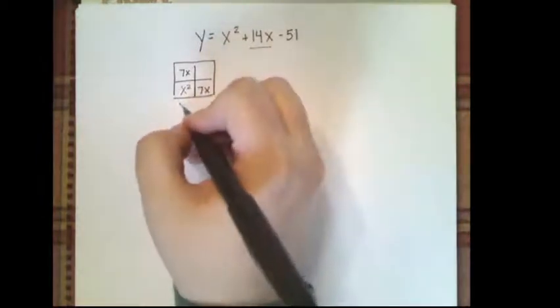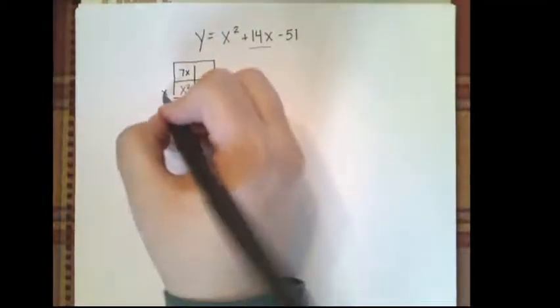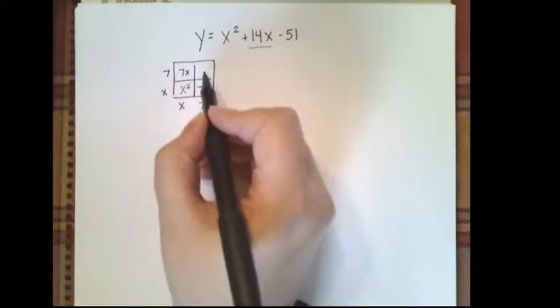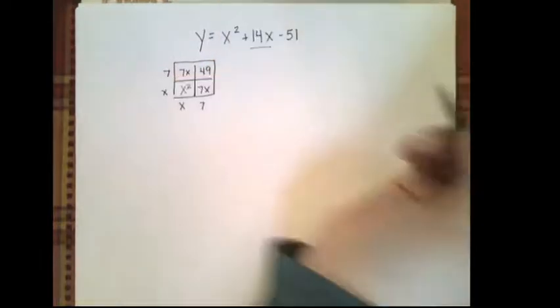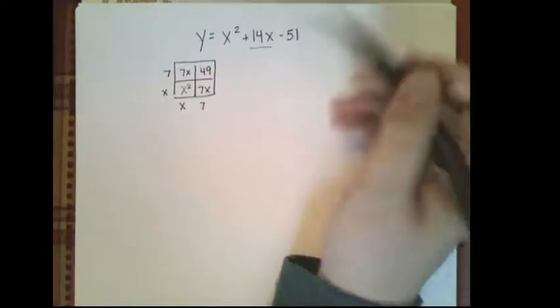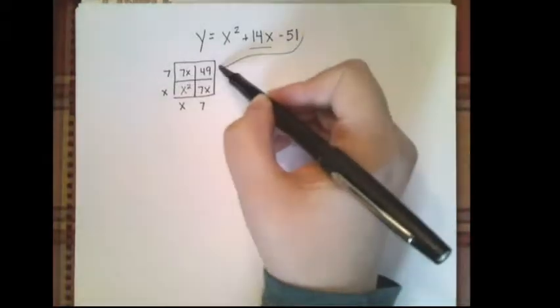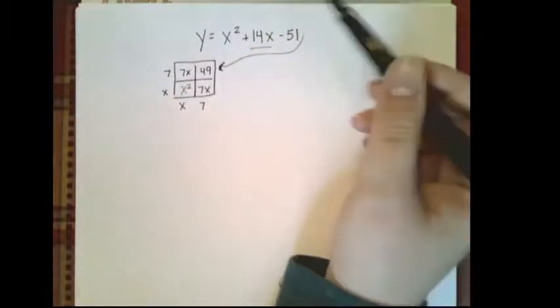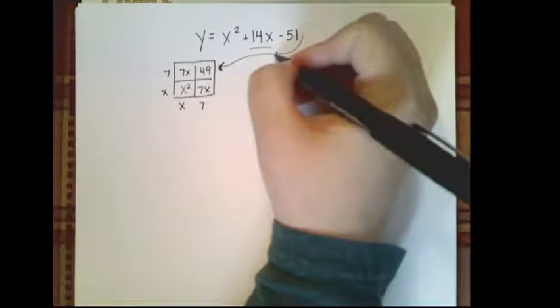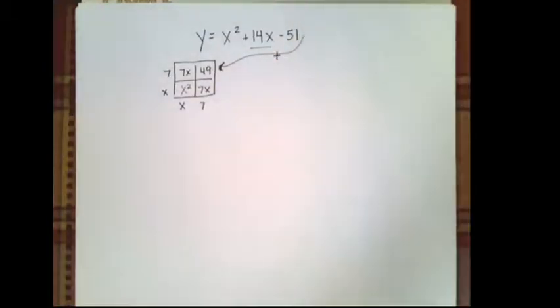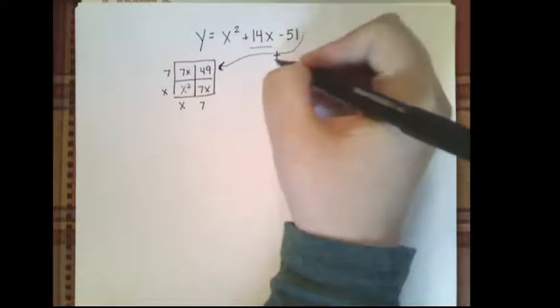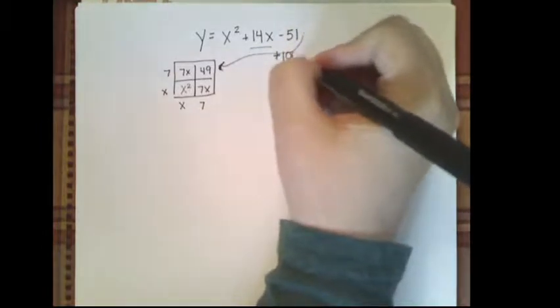And now we need to fill in the outside and multiply to get our remaining box. 7 times 7 is 49. And now that we have that, we need to figure out what do we need to do to this number to get to that number. So we need to add, well, this is a negative 51, so that means we first need to get to 0 by adding 51, and then get up to 49 by adding 100.